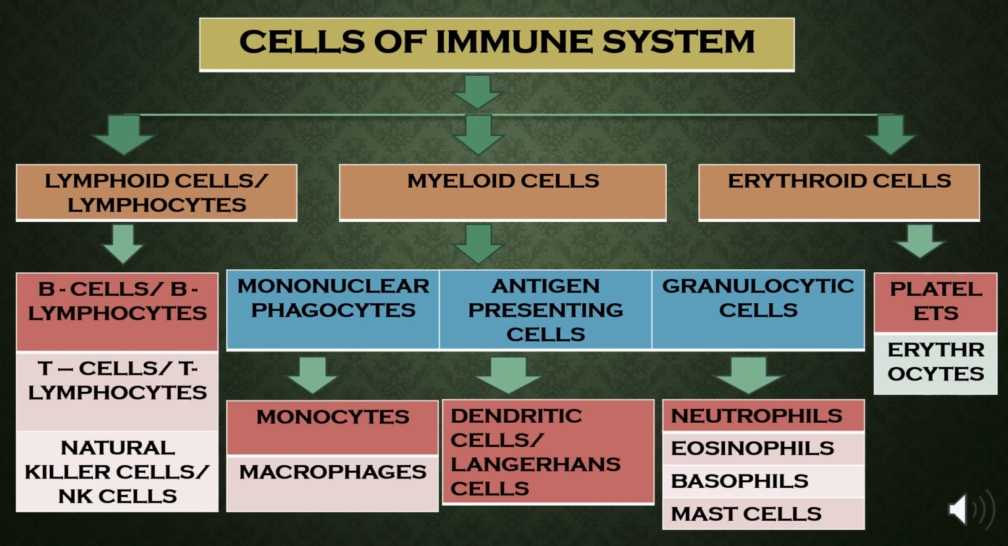First, mononuclear phagocytes. Second, antigen presenting cells. And the third, granulocytic cells. Whereas monocytes and macrophages are the mononuclear phagocytes. Dendritic cells or Langerhans cells are the antigen presenting cells. Neutrophils, eosinophils, basophils and mast cells are the granulocytic cells. Platelets and erythrocytes are the erythroid cells.